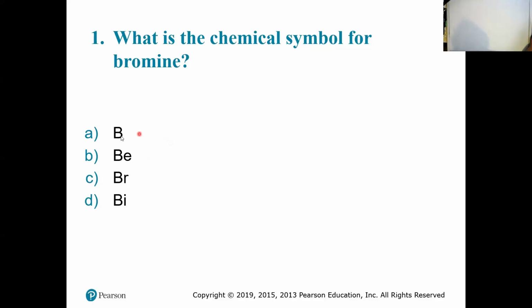Sometimes, when you get to slides like this too, maybe you can test yourself on the other ones as well, because if you know what the other symbols mean, you can also use process of elimination, which can help you figure out what the correct answer is.